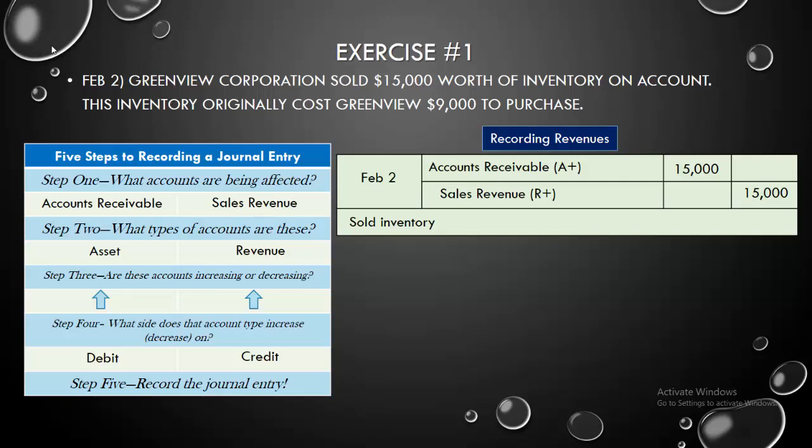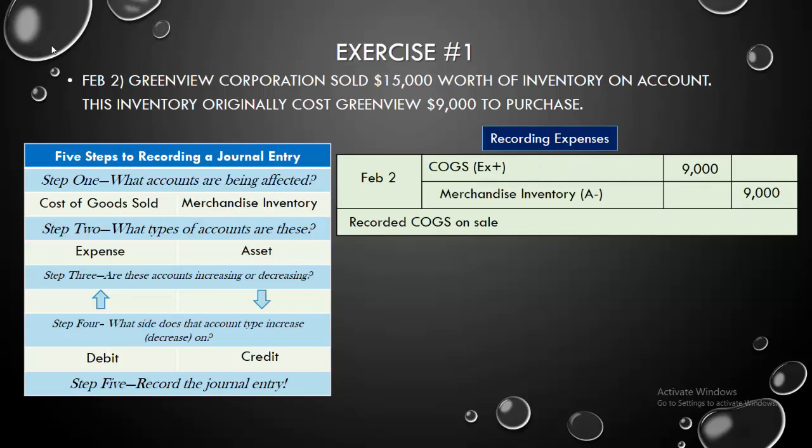Well, that comes in the second entry that's required whenever we make a sale, and that is the entry to record the expenses. So two accounts are going to be affected here. Cost of goods sold is the expense that we recognize every time our company sells merchandise inventory or finished goods inventory. In this case, it's merchandise inventory, so we're going to credit merchandise inventory to lower the value of that account, because we need to reduce that asset because we don't have the inventory anymore. We sold it.